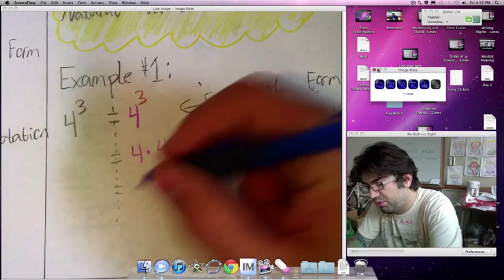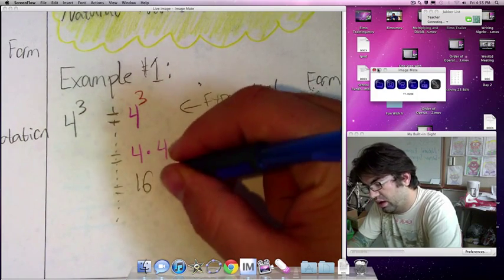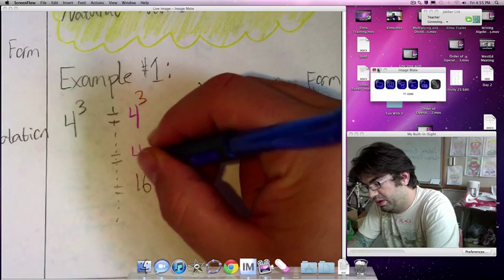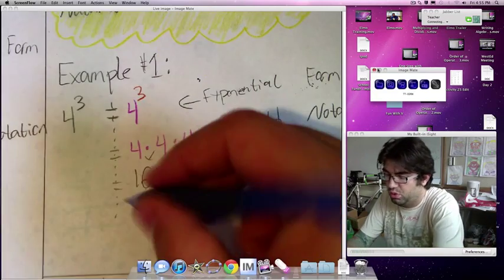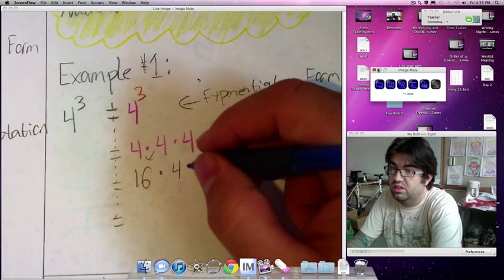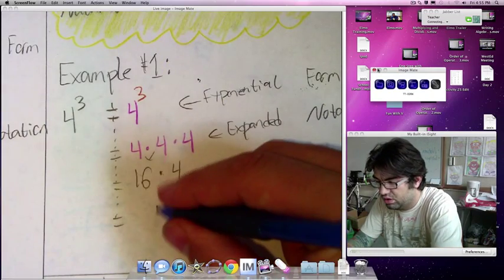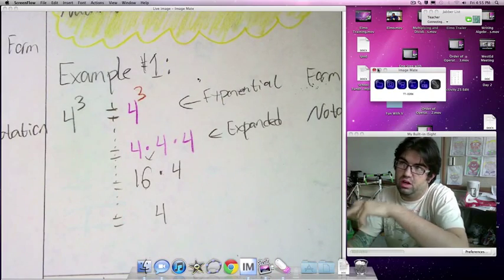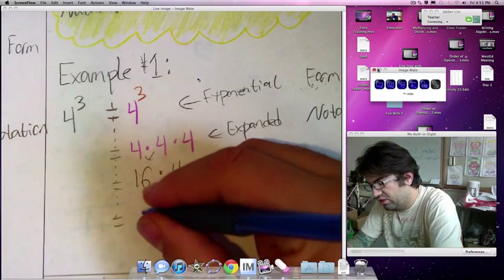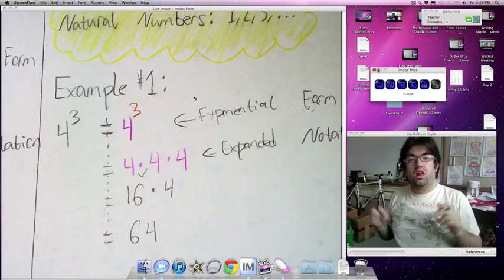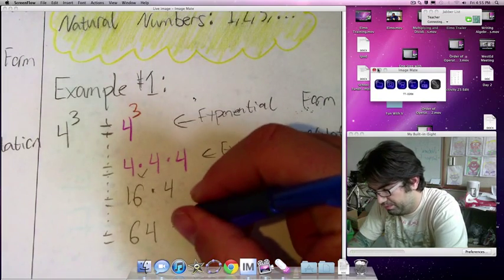I know 4 times 4 is 16 times 4. Remember, I'm multiplying these two together. Okay? And 16 times 4: 6 times 4 is 24. Drop the 4 down, carry the 2. 1 times 4 is 4, plus 2, 64. 64 is the power.